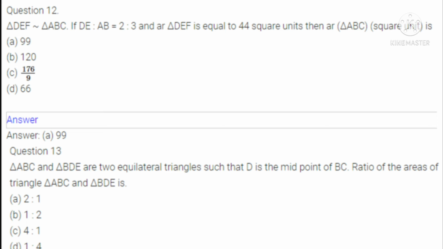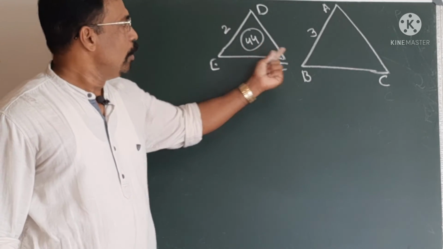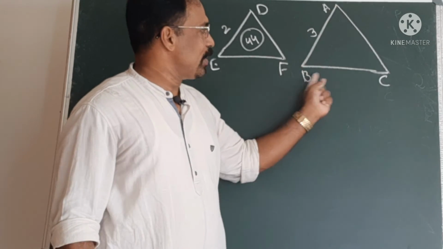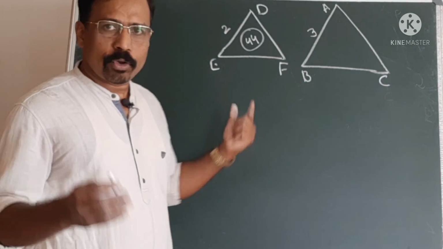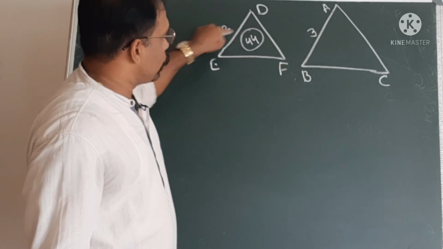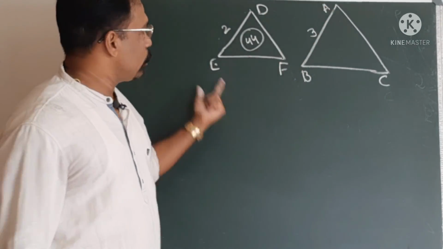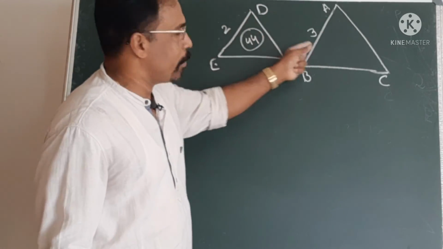Triangle DEF is similar to triangle ABC. If DE is to AB is 2:3 and the area of triangle DEF is equal to 44 square units, then the area of triangle ABC. Now, DEF, the area is given as 44. We have to find out the area of triangle ABC. And one more thing is given to us. DE is to AB is 2:3. That is why DE by AB is 2/3.